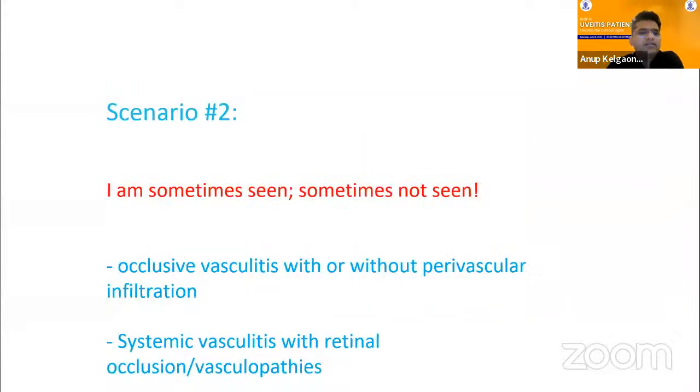Now let's come to the second scenario, the retinal vasculitis which is sometimes seen, sometimes not seen. And remember, when we have cells around the vessels, we see the retinal vasculitis. If the retinal vasculitis is because of immune complex depositions or immune-mediated diseases, we might be seeing just no perivascular infiltrates. Or systemic vasculitis can have some vasculopathies.